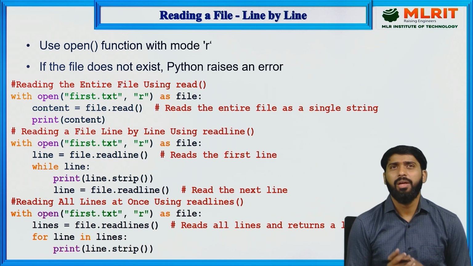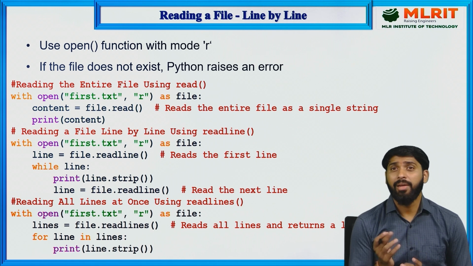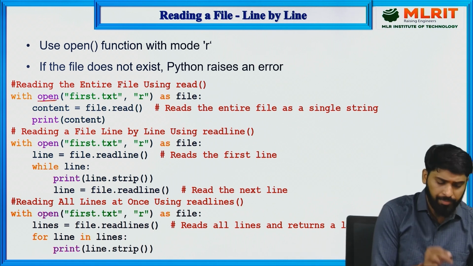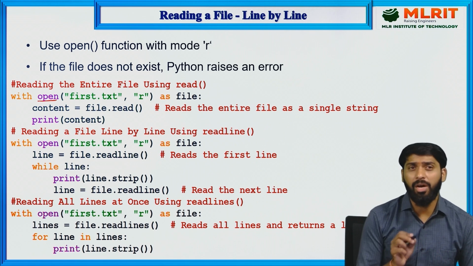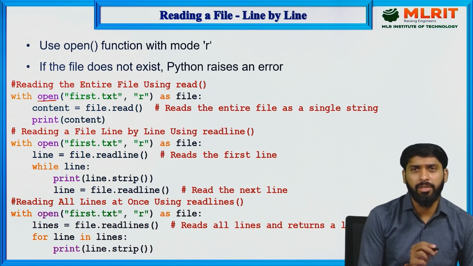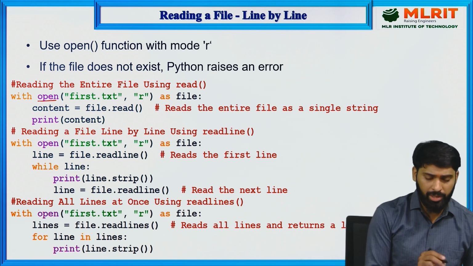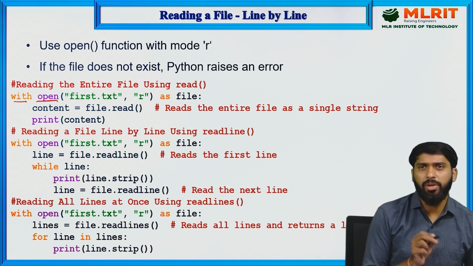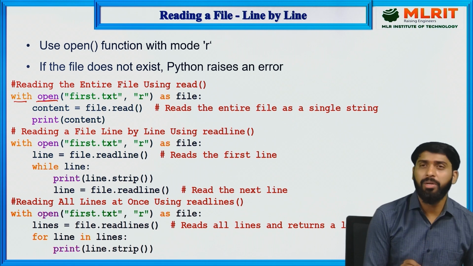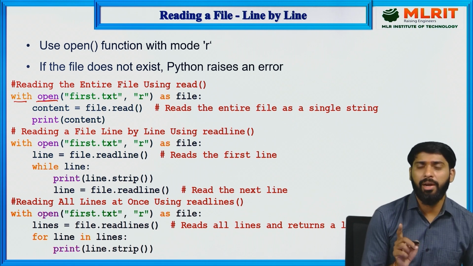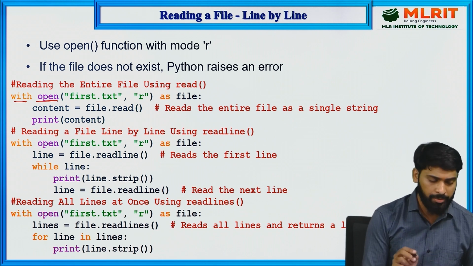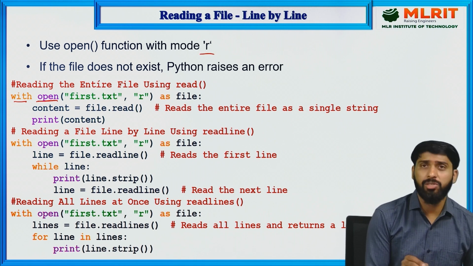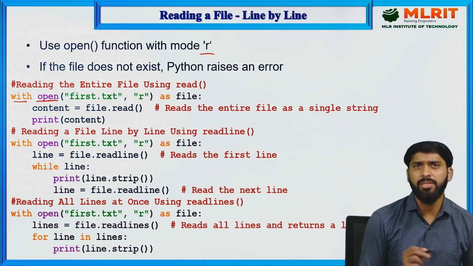Next one, read a file line by line. So these are common steps: open, close. But if you observe in this program, I didn't use close. Why? Because I used the with open function. If you are using with open, then it automatically closes the file at the end of the program. Use the open function with mode R. If the file does not exist, Python raises an error.